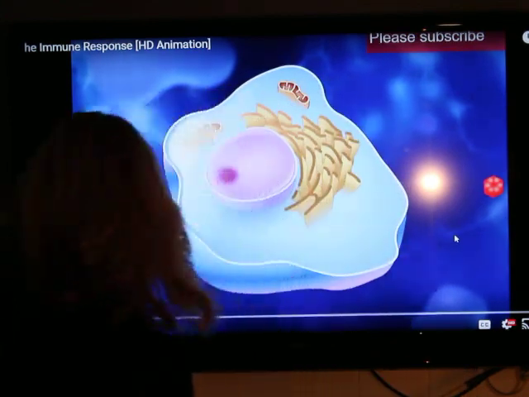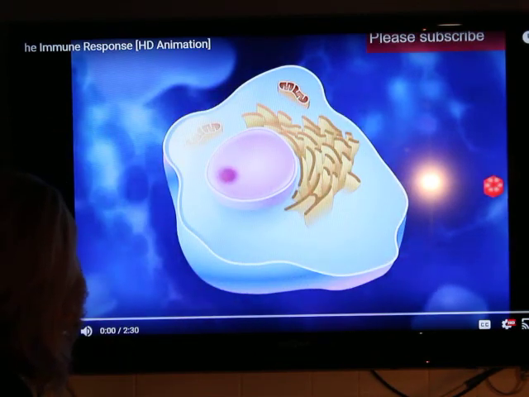Now I want to show you this video that describes the antigen-antibody process, and then how the T cells and B cells within the immune system kick into play. So, all right, hopefully I'll do it better this time.